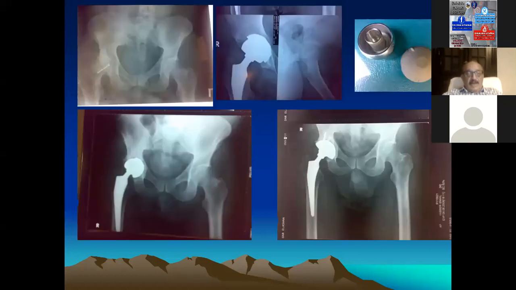Like this metal on metal loose prosthesis that needed just a bigger acetabular component with some morcellized bone graft. So this is also a very easy operation. It doesn't need a lot of hassle, just a bigger cup.